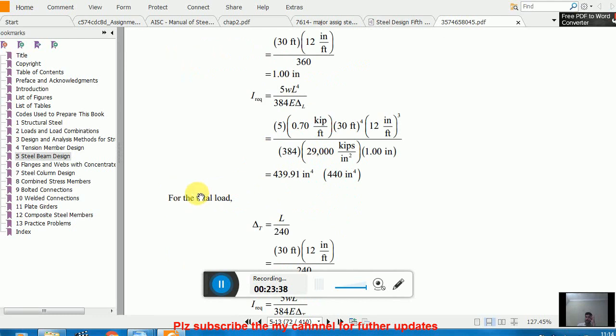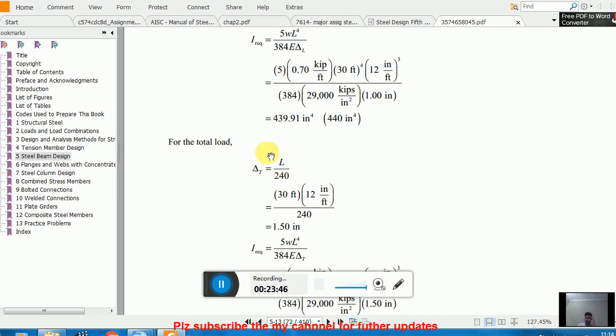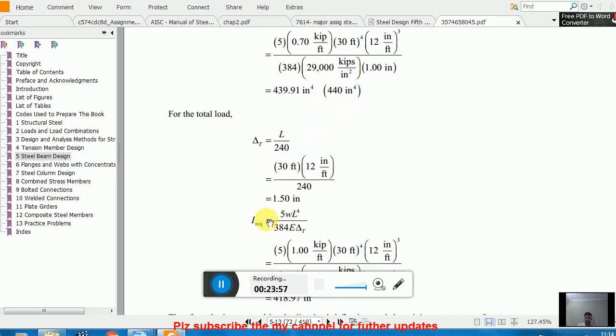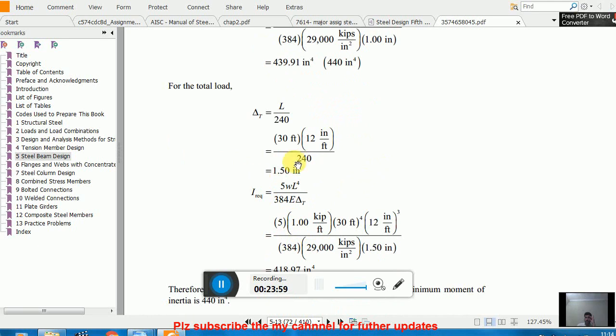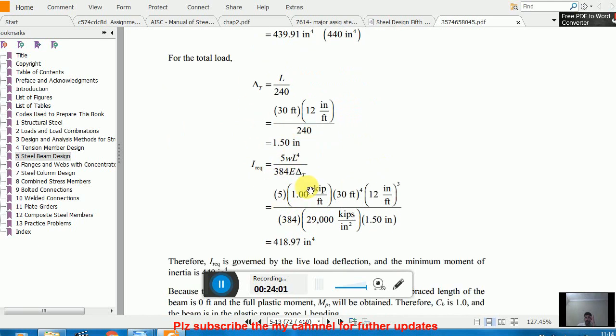Now they did the calculation for total deflection. For total deflection, delta T is equal to L by 240. These are the IBC limitations. Clear? You just need to plug in the values. You got the delta T and you see delta T is more than delta L. Now you see I required for this amount of delta T, that is 418.